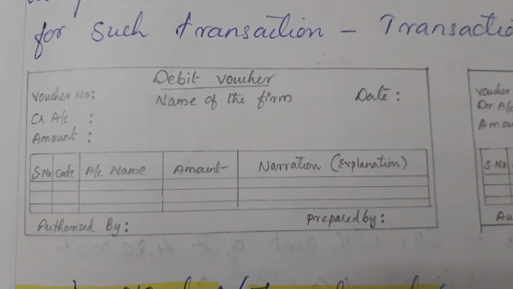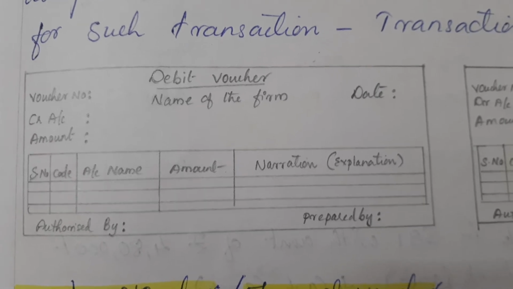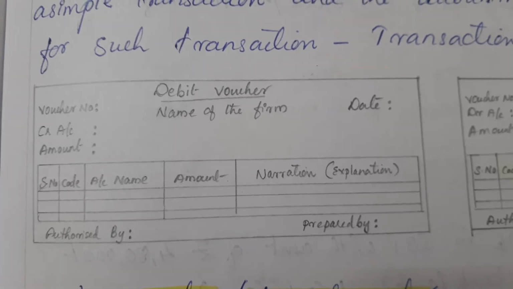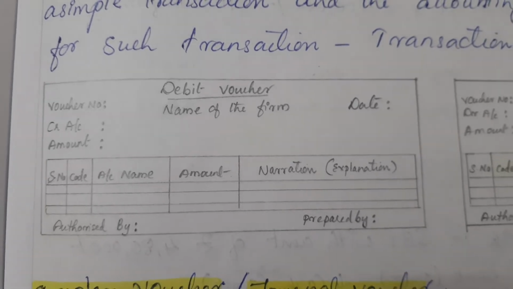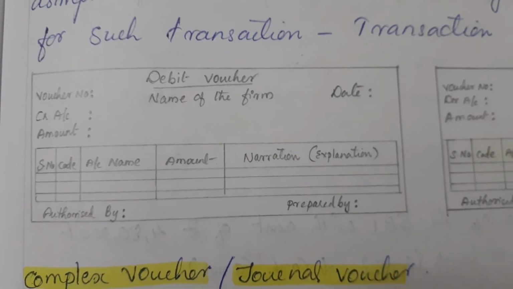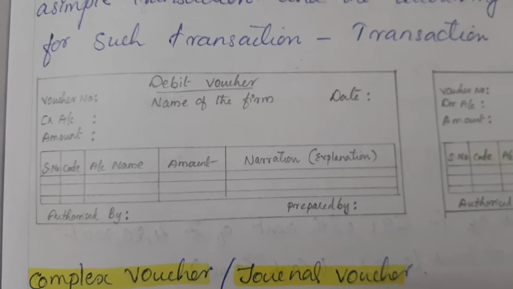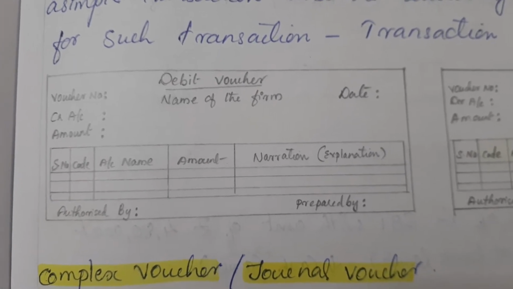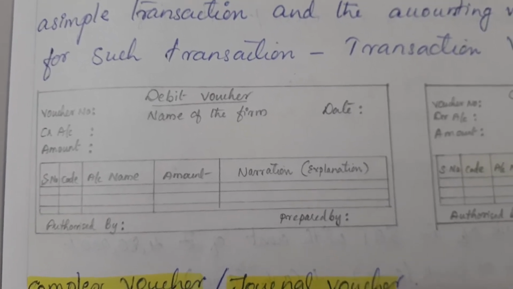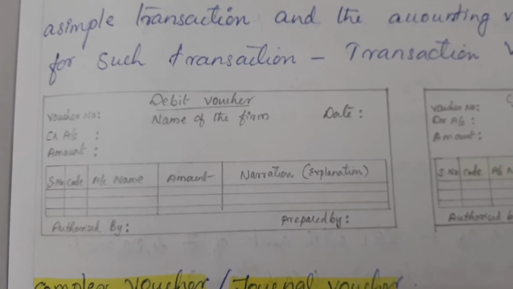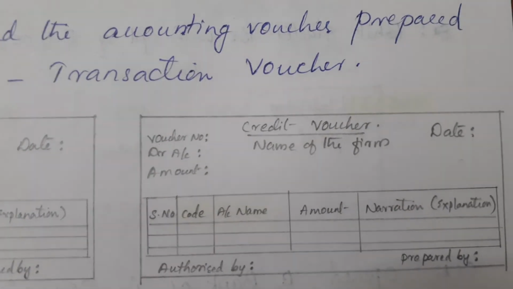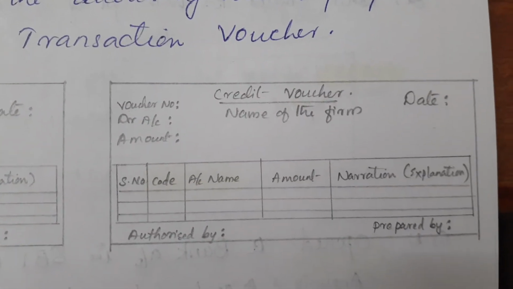Here you can see the voucher number. First, under the debit voucher, the name of the firm, then the date, the voucher number, that is the serial number of the voucher, the credit account, to which account it should be credited, then the amount, serial number, code, account name, amount, then the narration, that is the explanation. If the shop owner is selling the computer, then he will write sale of computer. Then authorized by, who is the authorized person to sign this, and prepared by whom. And this is the credit voucher, almost the same.